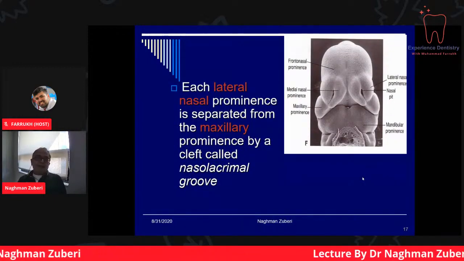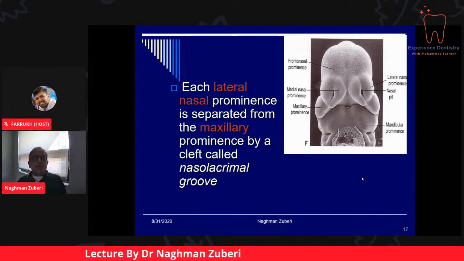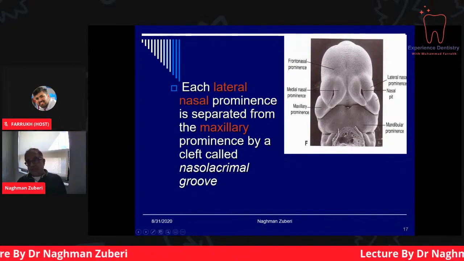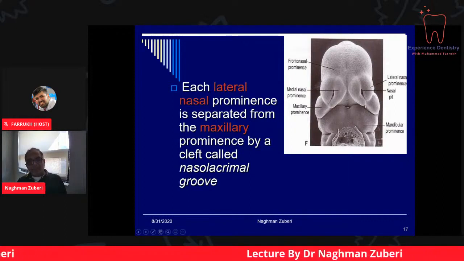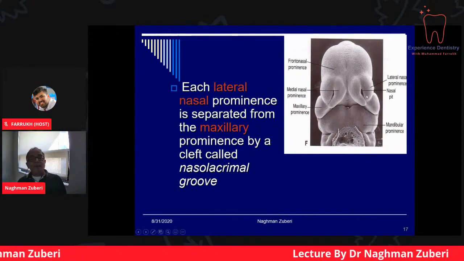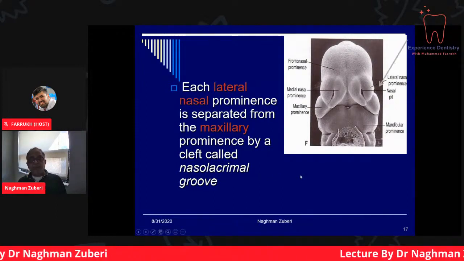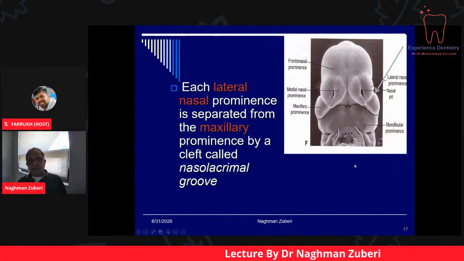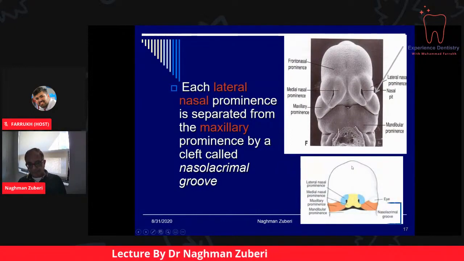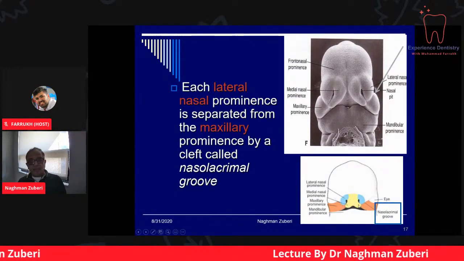Each lateral nasal prominence is separated from the maxillary prominence by a cleft called the nasolacrimal groove. As I told you earlier, the medial prominences merge with the maxillary prominences. Lateral prominences do not. They are separated from the maxillary prominence because of the nasolacrimal groove. Here, this is the nasolacrimal groove. Lateral prominences don't contribute to the upper lip.